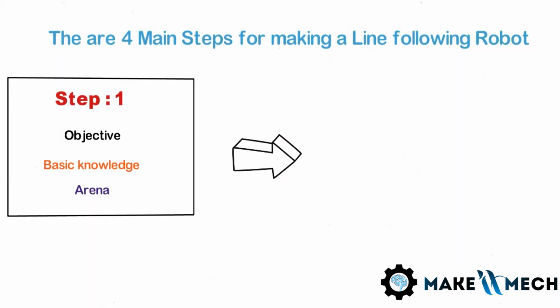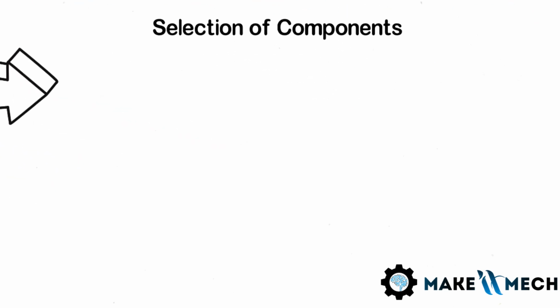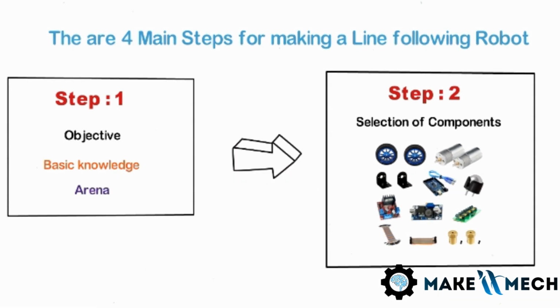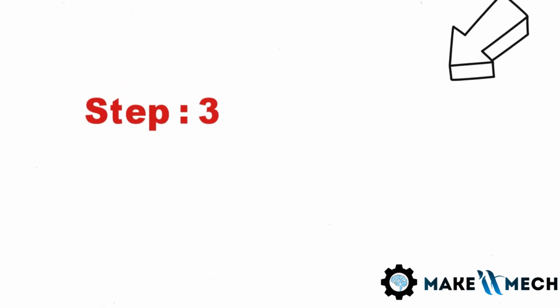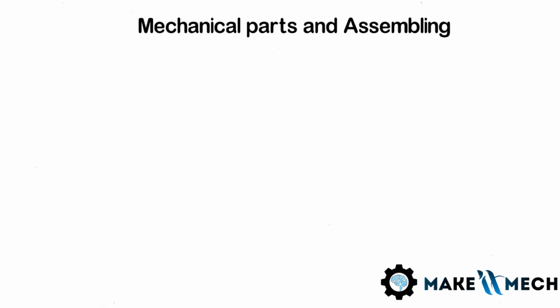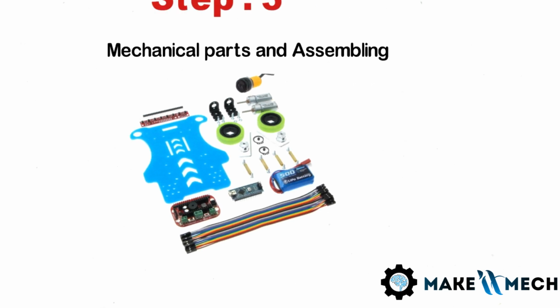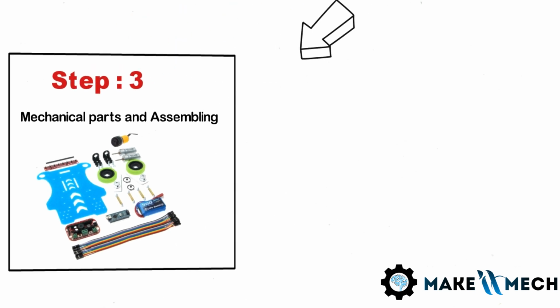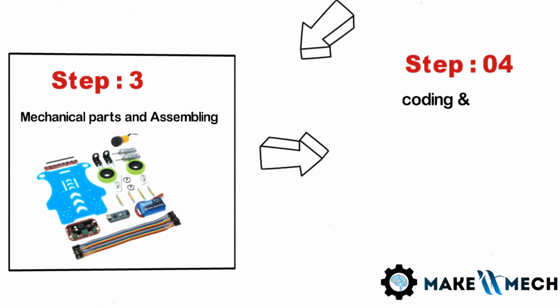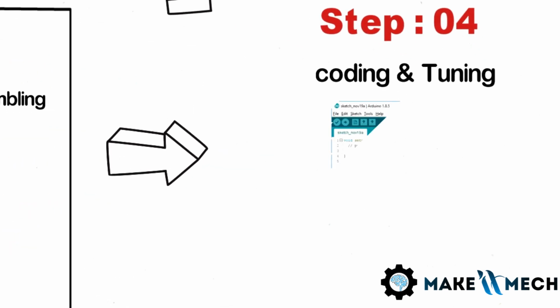The second step is very important, that is the selection of components. What type of components you are going to select for your perfectly designed robot. So we will discuss some very important things in this section. The third section is about assembling. The final and fourth part of this project is the coding and tuning. In this section, we will run our robot, we'll test our robot.